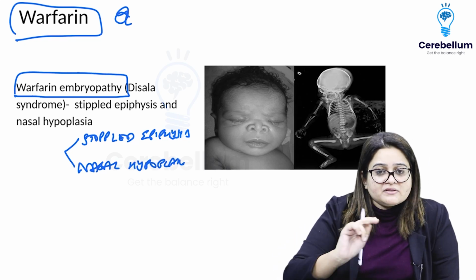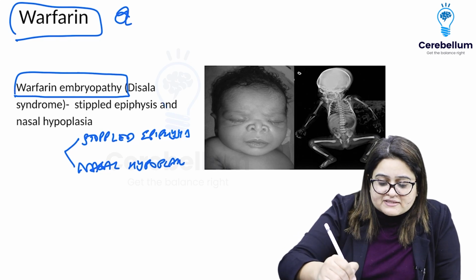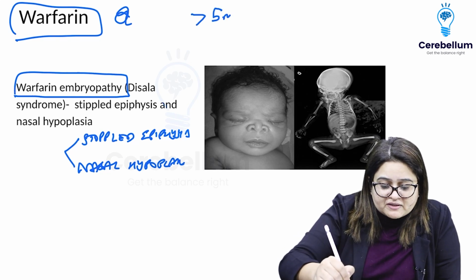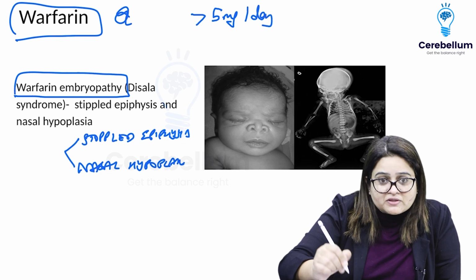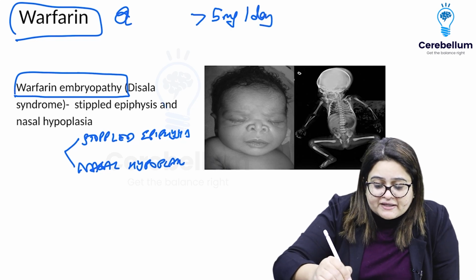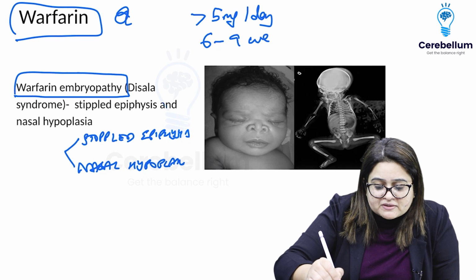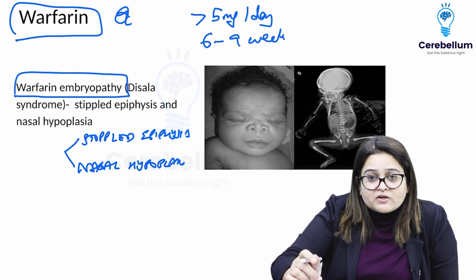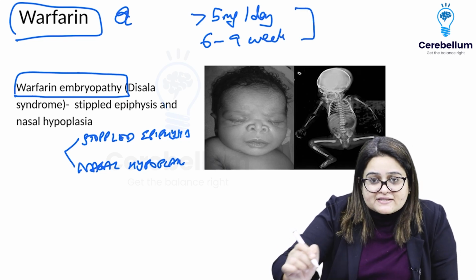A few important things you need to know about warfarin is that warfarin embryopathy occurs in doses of more than 5 milligram per day, and if the exposure has been between the 6th to the 9th week of pregnancy, then the risk is highest.